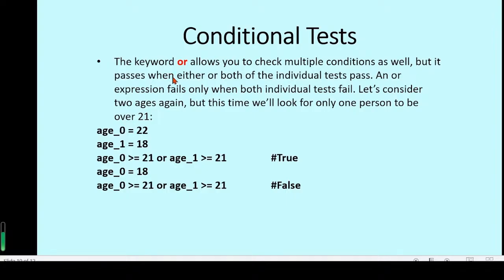And you can also use the keyword OR, which allows you to check multiple conditions as well, but it passes when either or both of the individual tests pass. So an OR expression fails only when both individual tests fail. So let's consider two ages again, but this time we will look for only one person to be over 21. So these two persons are 22 and 18 years old, then we test if one of the persons is older than 21, the result will be true. And if we assign the first person to 18 also, then we test again, then the result will be false because neither of the two people is older than 21 now.